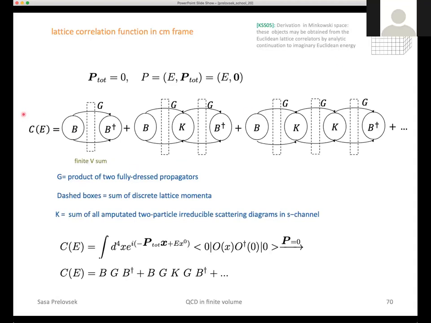Okay, so what is the correlation function as a function of energy in the finite volume? It can be visualized as the following sum. Okay, G is a product of two fully dressed propagators. And here, this box indicates you make a finite sum over the finite momenta on the lattice, which are multiples of 2 pi over L. K, this K is a sum of all amputated two-particle irreducible scattering diagrams in the S channel. This gives you the interaction between your hadrons. Okay. So the correlator on the lattice is somehow this sum.